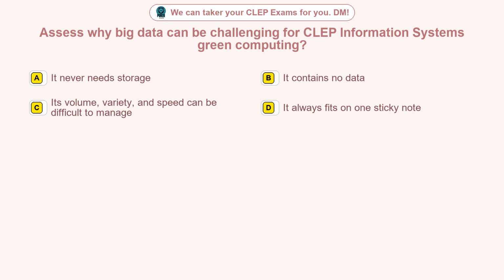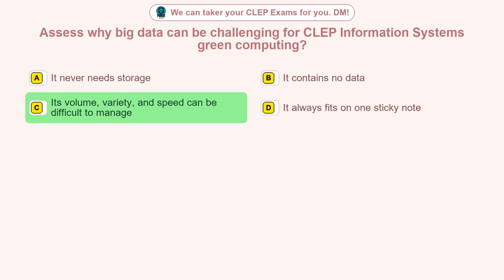Question 86. Assess why big data can be challenging for CLEP Information Systems green computing? Option A. It never needs storage. Option B. It contains no data. Option C. Its volume, variety, and speed can be difficult to manage. Option D. It always fits on one sticky note.